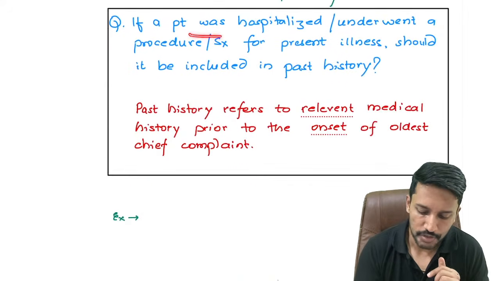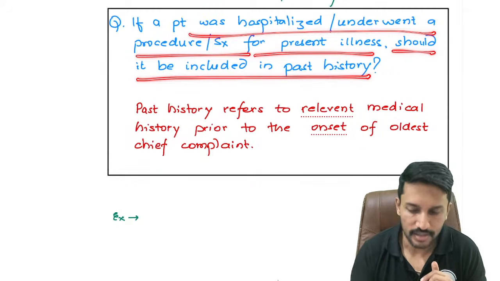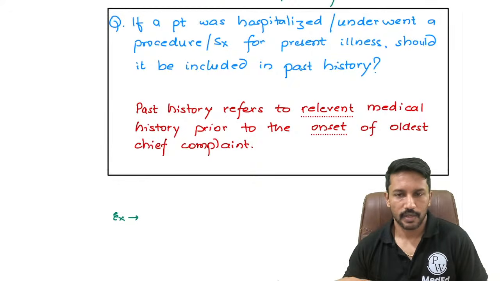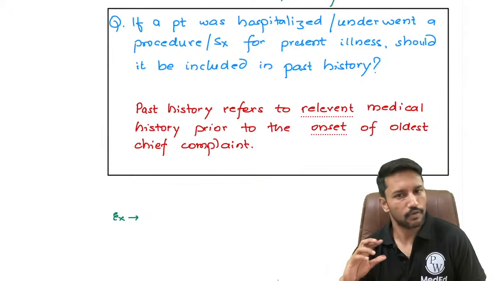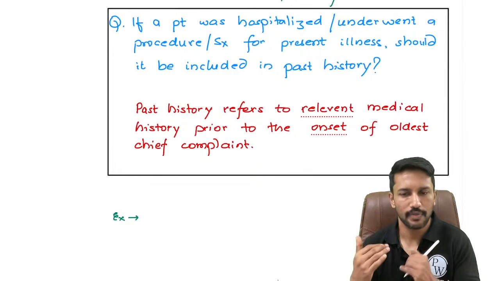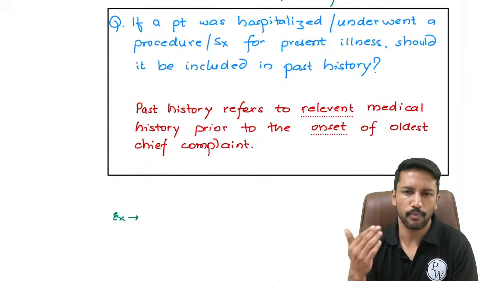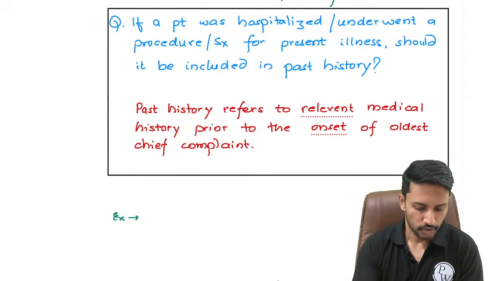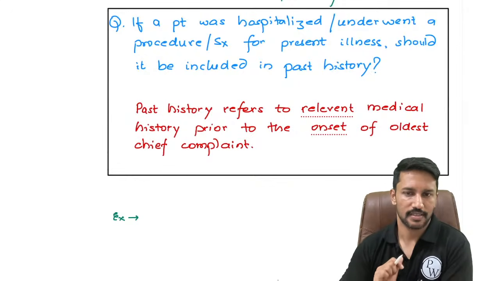So I have a question here. If a patient was hospitalized, underwent a procedure or surgery for a present illness, should it be included in the past history? Like, okay, I came to the hospital with right upper quadrant abdominal pain. Doctors diagnosed that I have gallbladder stones, and it was also causing CBD obstruction, and they eventually operated on me. I have undergone cholecystectomy. Now you are seeing me on post-operative day 3 or day 4. Should this surgery be part of the past history or the present illness?